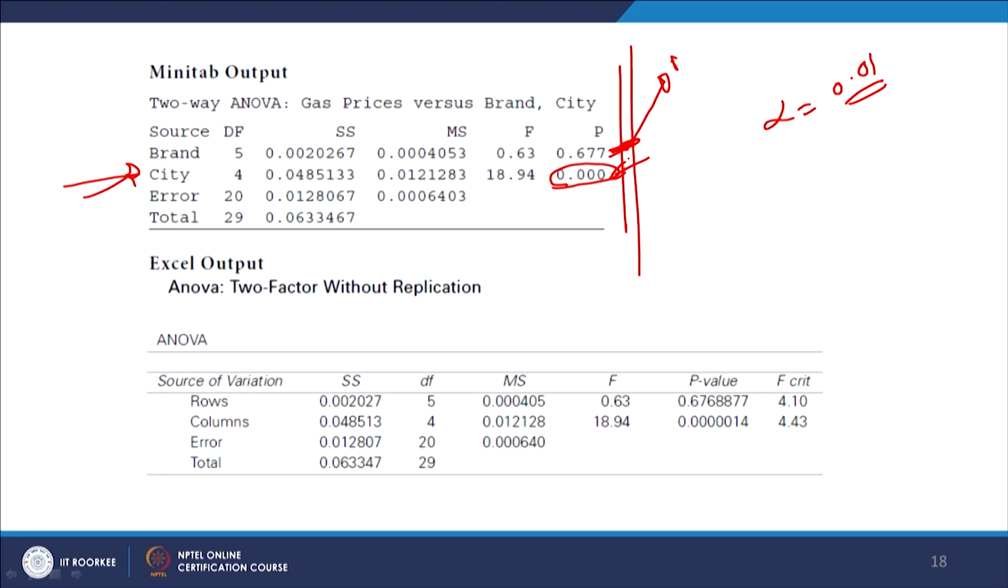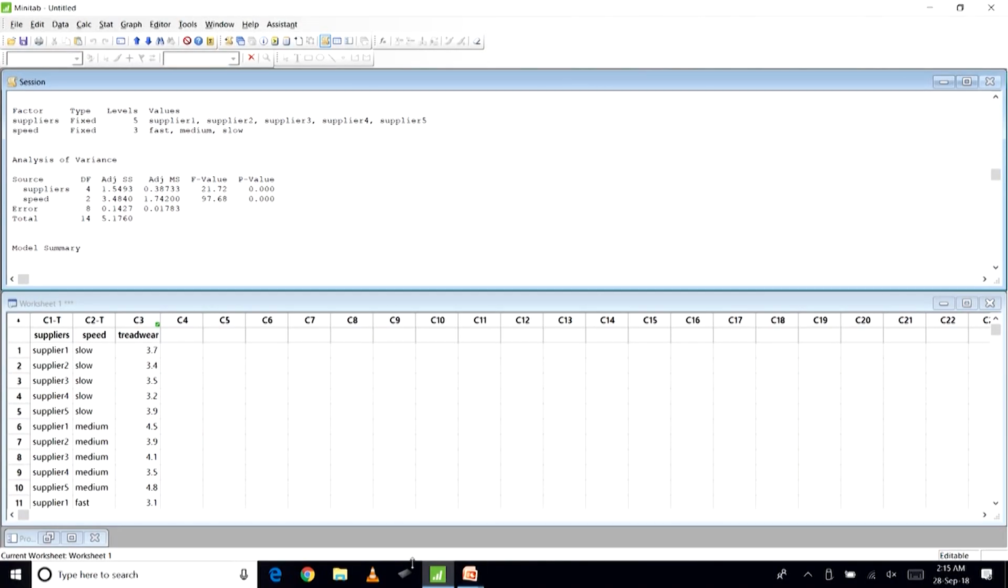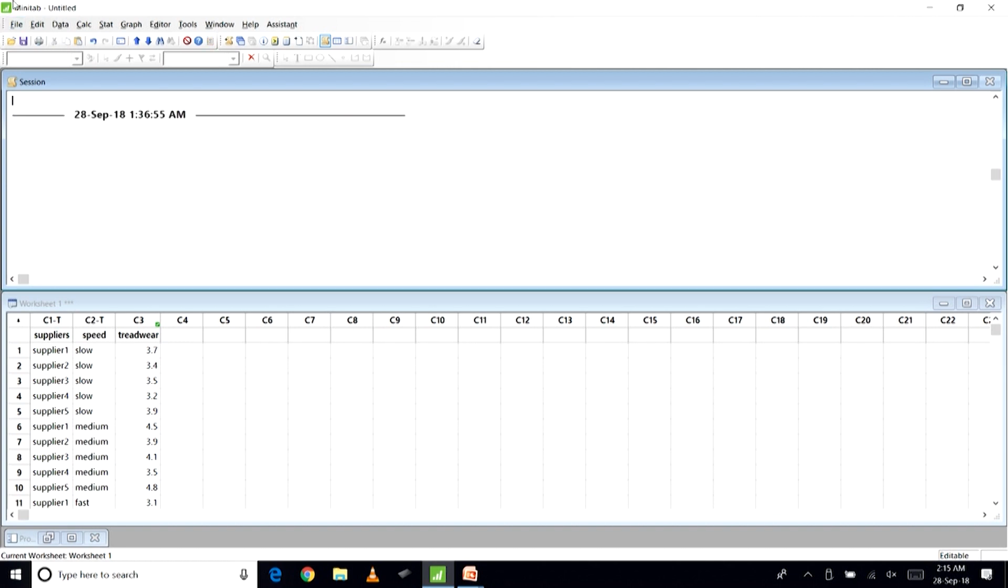We will find out the solution to this particular question. In fact, this is an output from Excel, this ANOVA table. So, let us solve this question using Minitab. We can go for data entry first of all. So, you can have a new file.